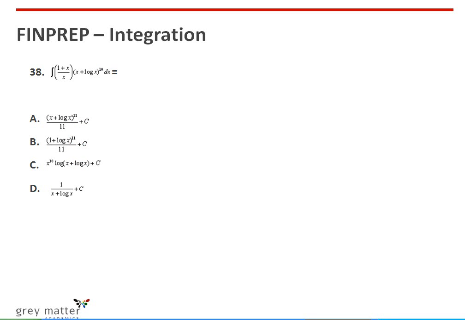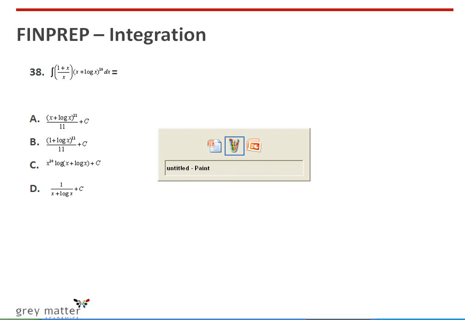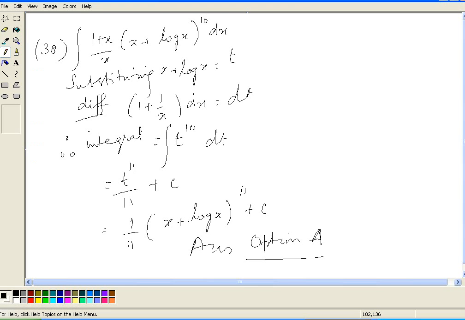38th problem: integral of (1 plus x) by x into (x plus log x) whole power 10 dx. Going back to our work area, we replace x plus log x equal to t and then differentiate. We get 1 plus 1 by x dx equal to dt, that is (1 plus x) by x dx will be equal to dt. Now the original integral becomes integral t power 10 dt, which is t power 11 by 11 plus c.